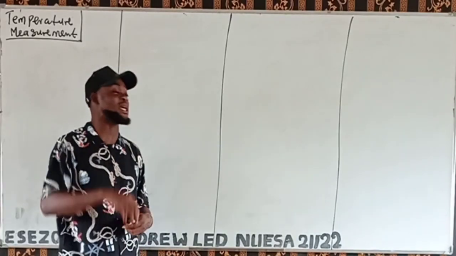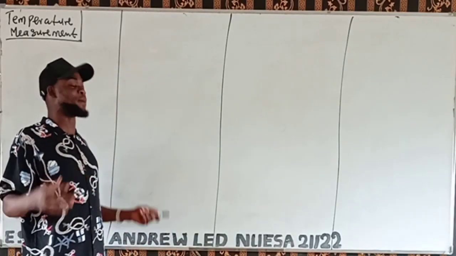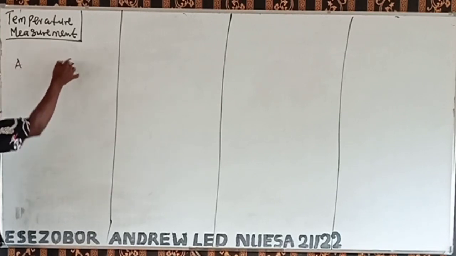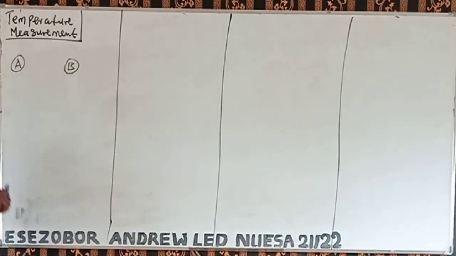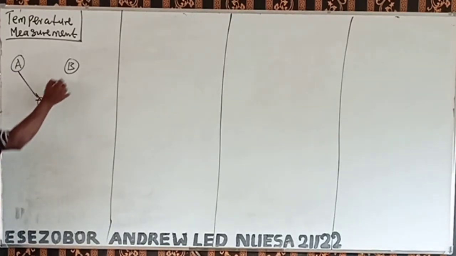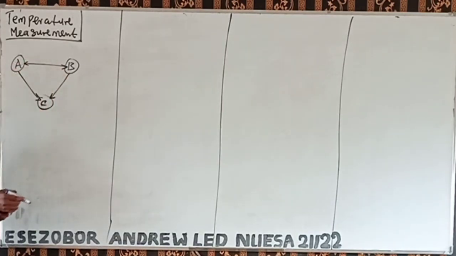It states that if two bodies, let's say A and B, are separately in thermal equilibrium with a third body C, with a third body what? C. If this body is in thermal equilibrium with C, and this body is in thermal equilibrium with C, therefore bodies A and B are also in thermal equilibrium.